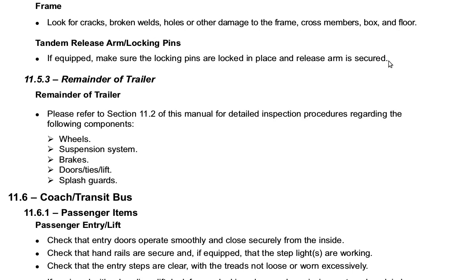The frame, you should look for cracks, broken welds, holes, or other damage to the frame, cross members, box, and floor. Tandem release arm locking pins. If equipped, make sure the locking pins are locked in place and release arm is secured. Remainder of trailer. Please refer to Section 11.2 of this manual for detailed inspection procedures regarding the following components: wheels, suspension system, brakes, doors, ties, lift, splash guards.